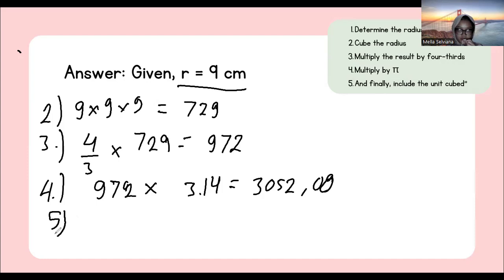So the last step is include the unit cubed. So the answer is 3052 cubic centimeters. Okay, here's the answer for question number 2.